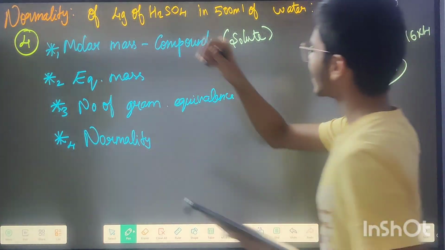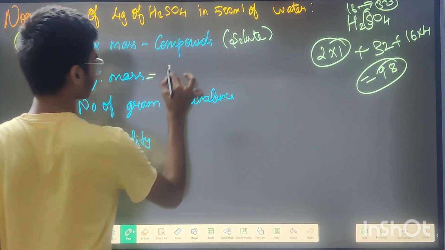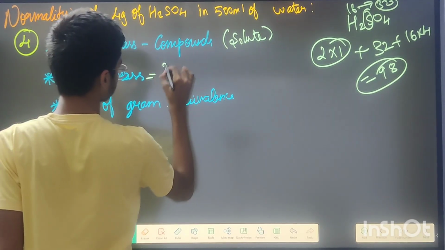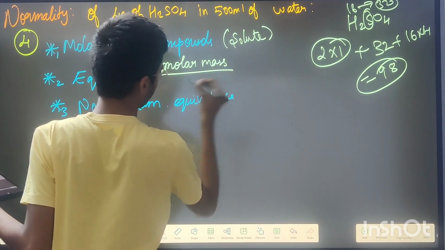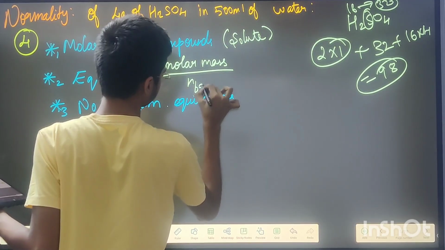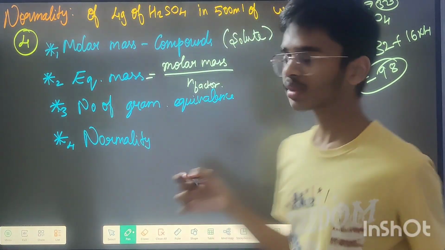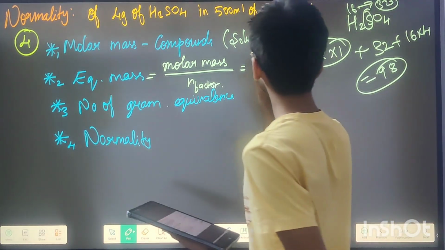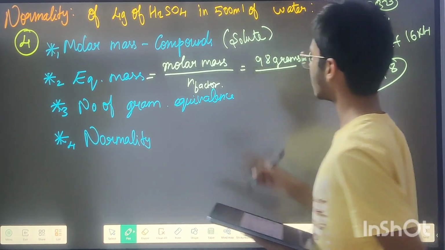Next is equivalence mass. How will you calculate equivalence mass? Equivalence mass is molar mass divided by n factor. Then, in that sense, how is it going to be? What is your molar mass? Molar mass is 98 grams, whole divided by n factor.